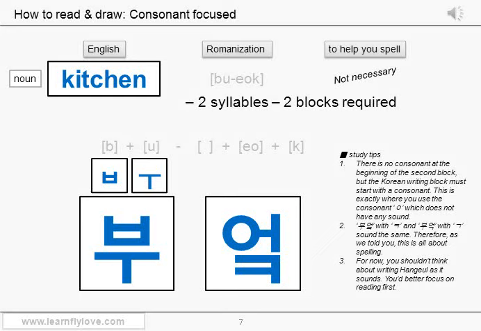부, 우, 부, 부. And the initial consonant of the second letter is 으, the empty sound consonant, and the vowel is o, o, and the final consonant is k, like k in English. So it's u, o, ok, ok, 부엌, kitchen.